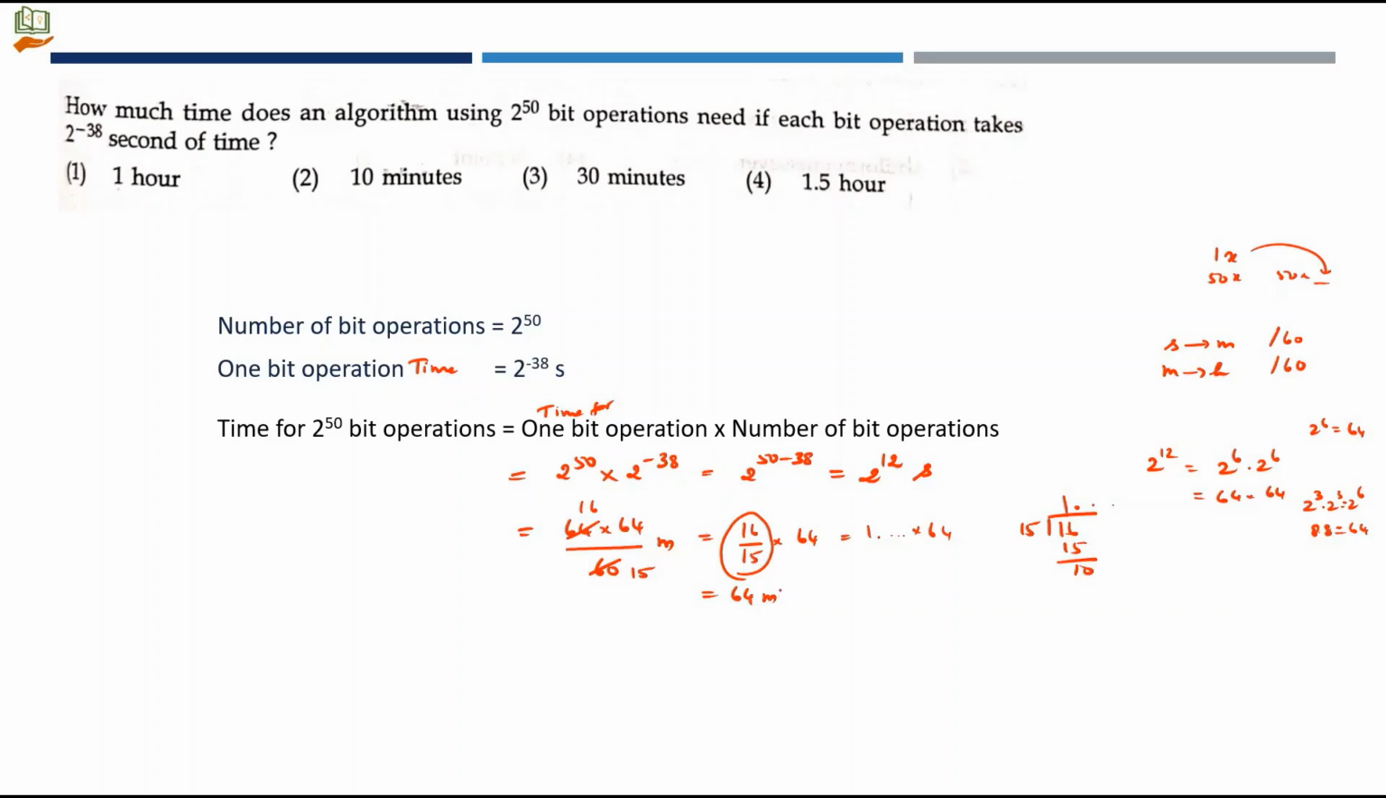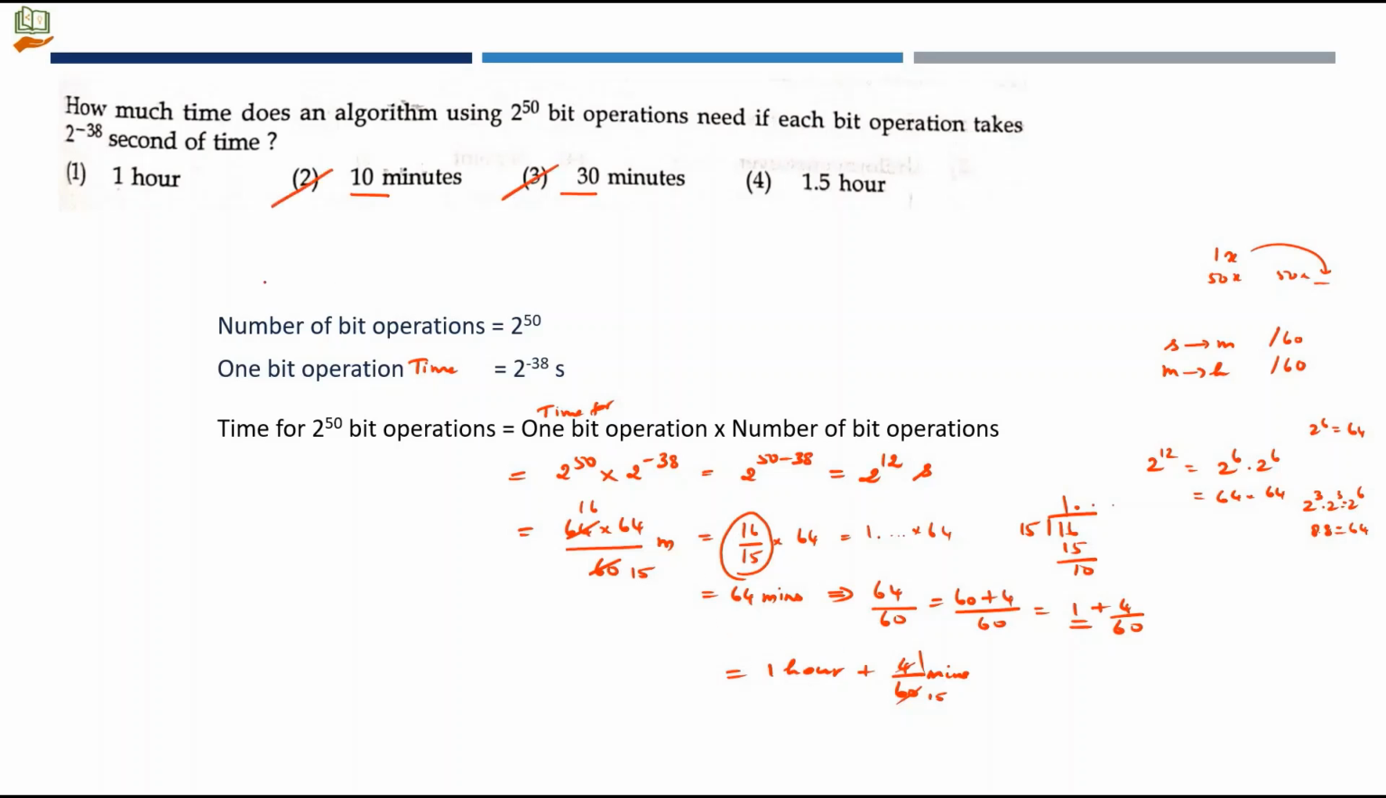When you want to convert 64 minutes to hours, you have to divide it by 60 again. So 64 divided by 60. This can be written as 60 plus 4 by 60, which is equal to 1 plus 4 by 60. This is 1 hour plus 4 by 60 minutes. 4 by 60 is actually 1 by 15. 1 by 15 is not going to be a so big number, and there is no possibility of having 10 minutes and 30 minutes hereafter. We can rule them out because we have got solid 1 hour.